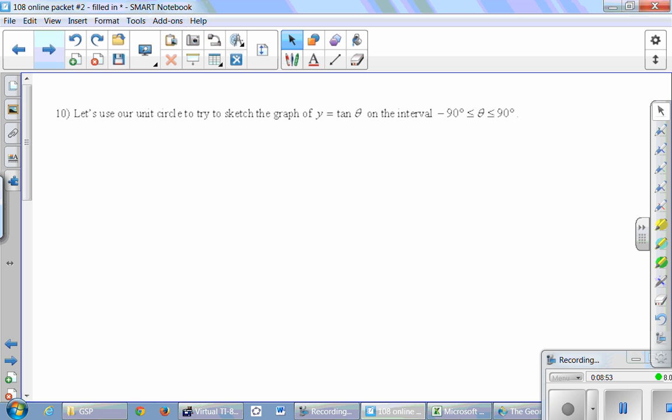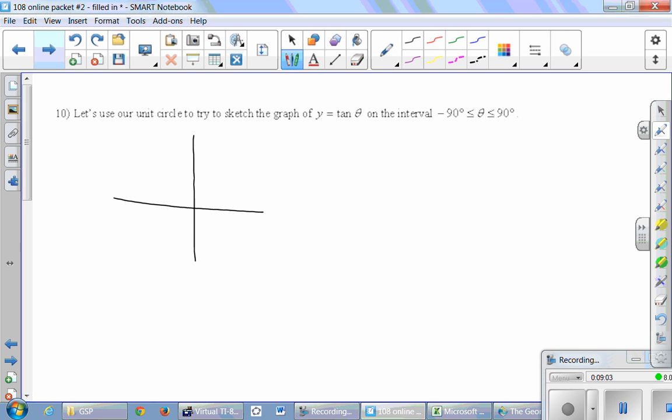Next page. Let's use our unit circle to try to sketch the graph of y equals tan theta on the interval negative 90 degrees to 90 degrees. Okay, so let's give this a shot. So here's 90 degrees, and here's negative 90 degrees.